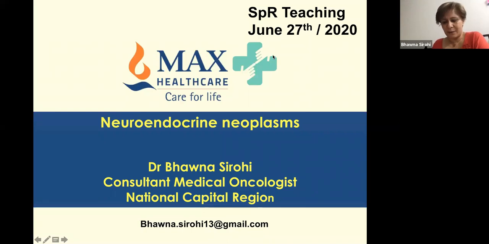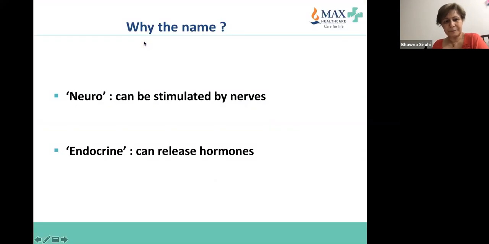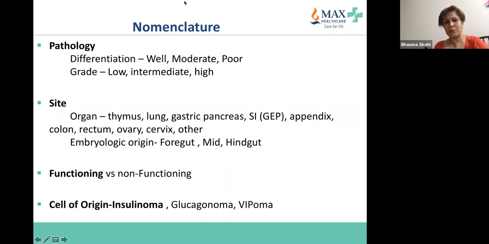Okay, so let us start with the terminology for neuroendocrine. Neuro means that it can be stimulated by the nerves. Endocrine because it can release hormones. So I will go through a few basics right at the beginning. You may actually know it, but I know there are different levels of students. There are first year DNB students or third year surgical, radiation, medical. So I know there is a mix.